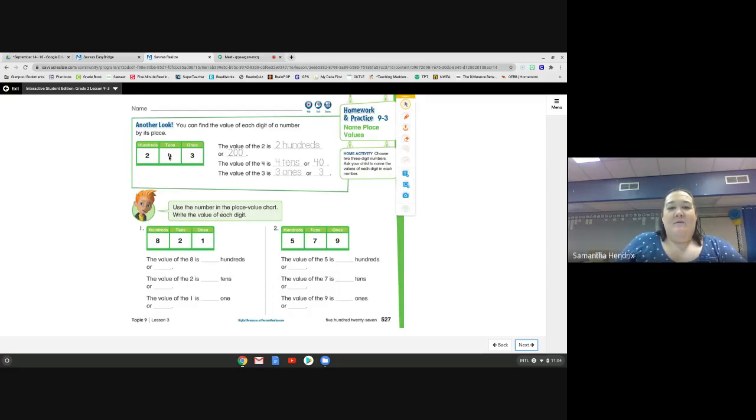Okay, so here's another look. Okay, the value of the 2 is 200s or 200, 4 tens or 40, 3 ones or 3. Okay, so if we were using place value blocks, we would have 200 place value blocks, 4 10 rods, and 3 ones.